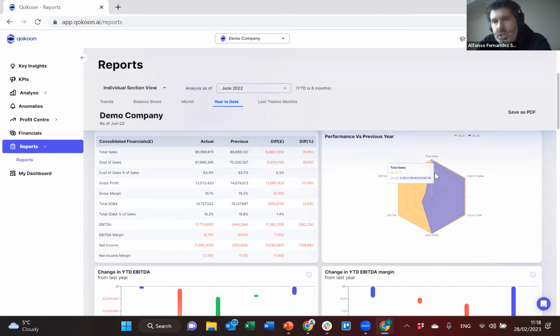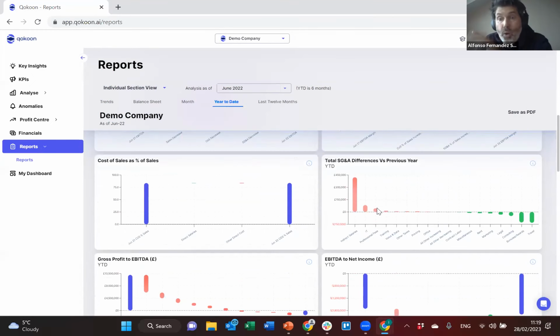Okay, and we also show it in a spider chart. So for example, yellow is last year, purple is this year. We see very clearly that EBITDA is way below last year, and we see why, because your sales declined, so your gross profit, but your SG&A remained more or less constant, basically. So very quick to visualize, and then you have some summary charts.